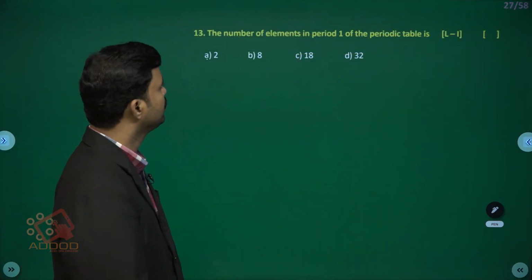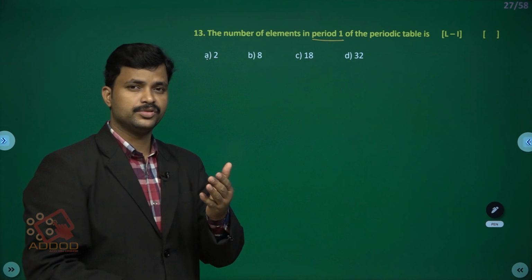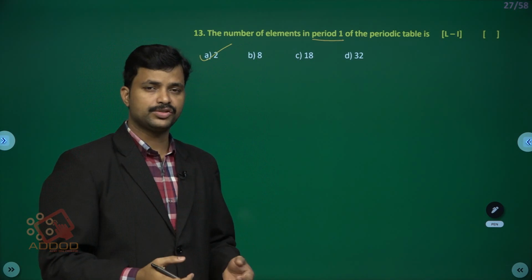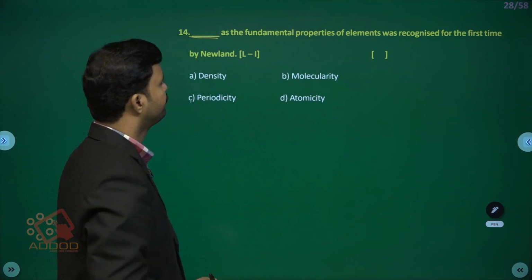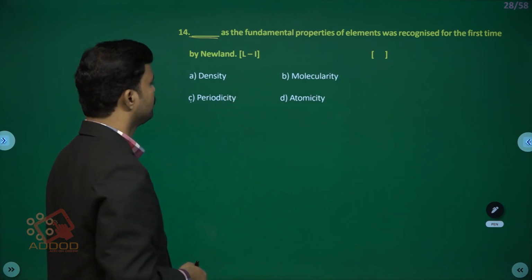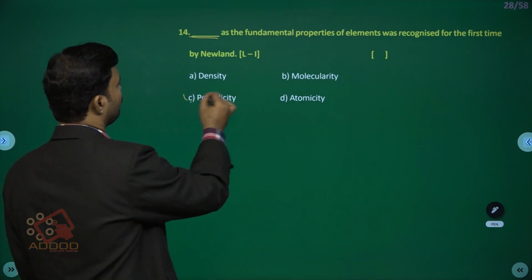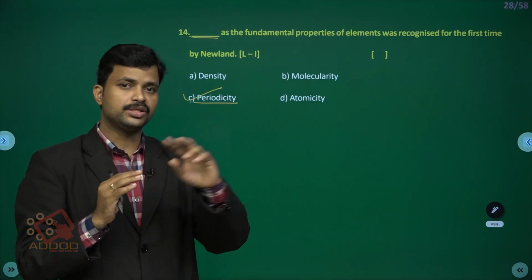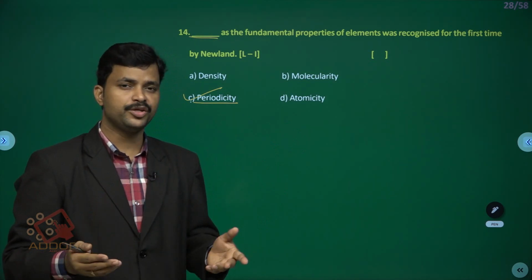The number of elements in period 1 of the periodic table: hydrogen and helium. Just 2 elements are there in the first period. First period is the shortest period. Only 2 elements exist. Periodicity as the fundamental property of elements was recognized for the first time by Newlands. The fundamental property that was first observed is periodicity. A property that is repeated at regular intervals is called a periodic property.